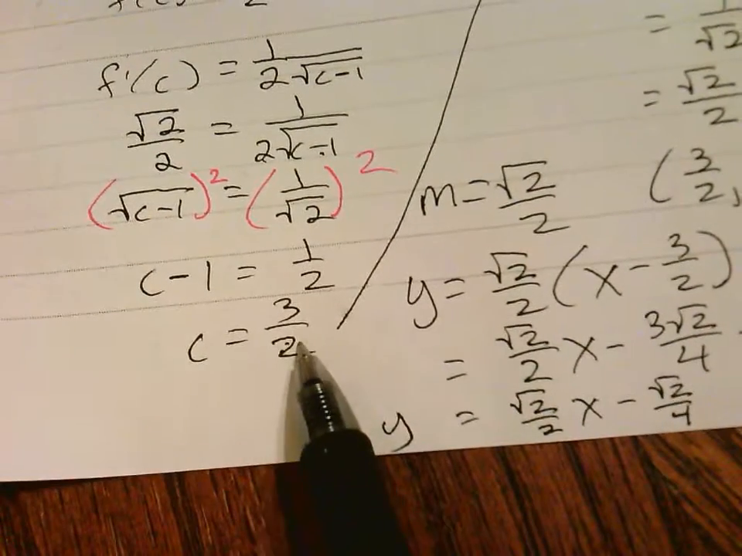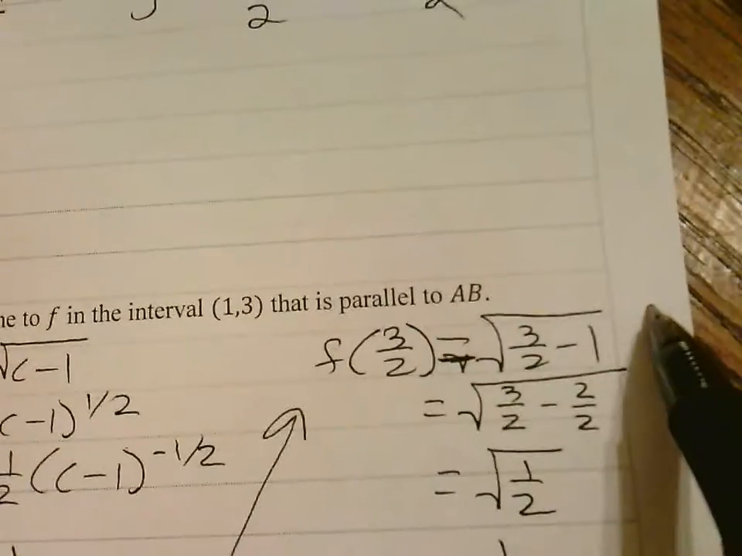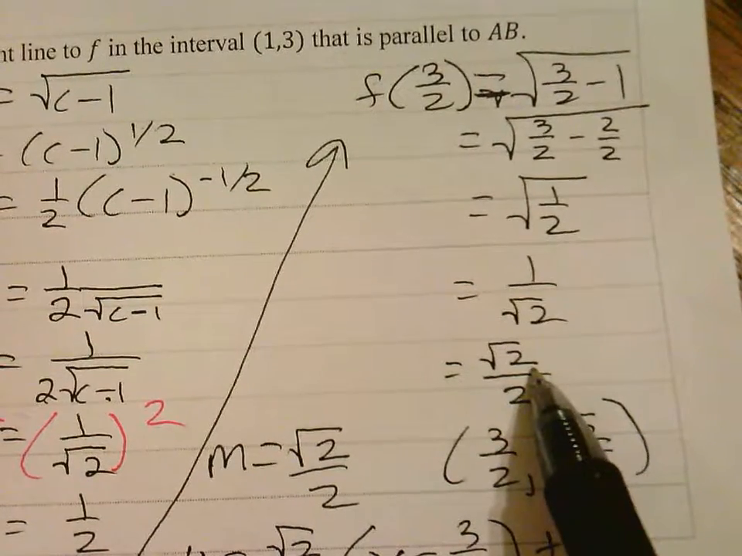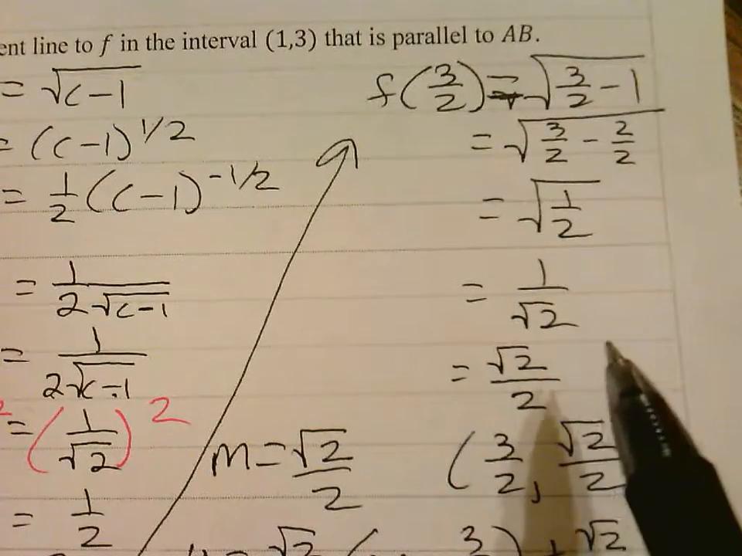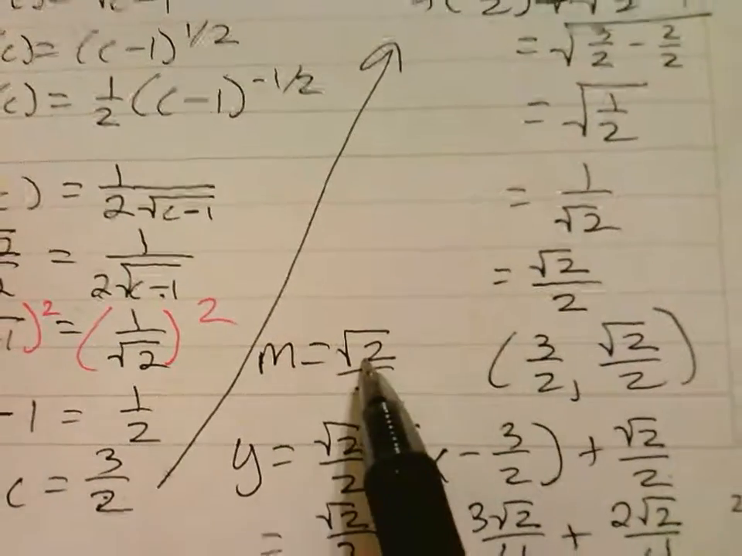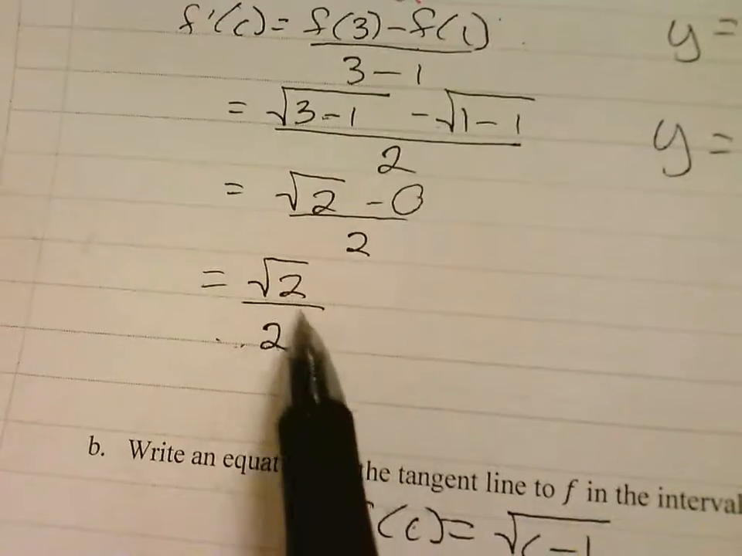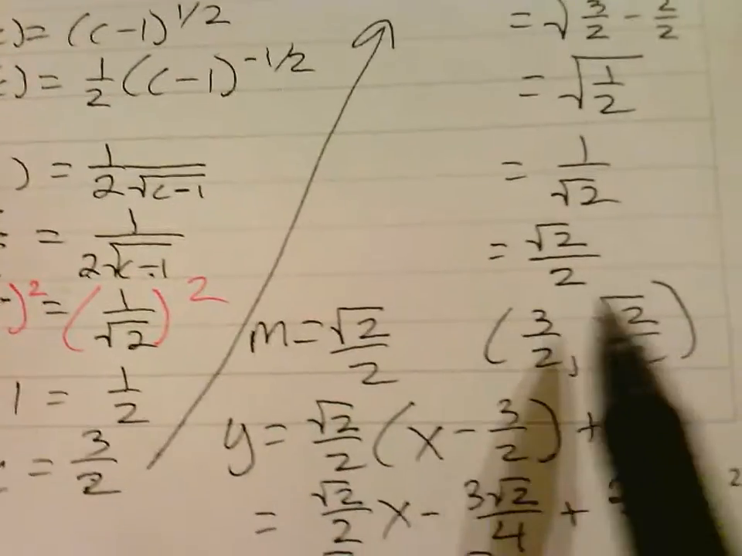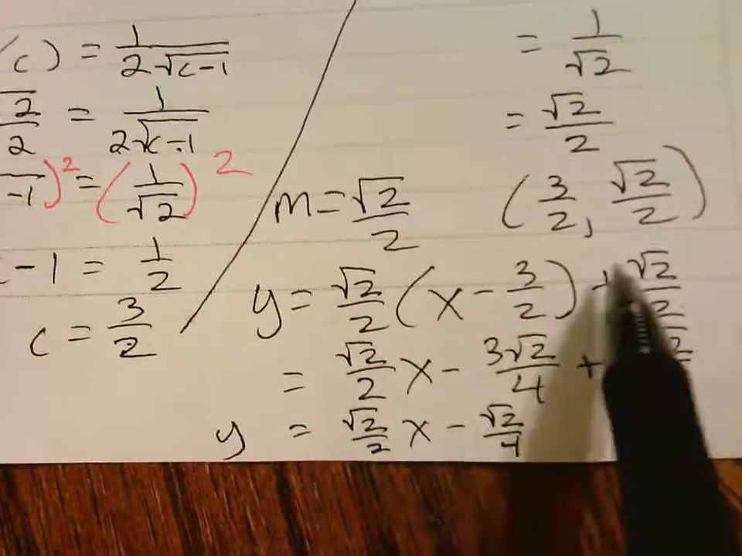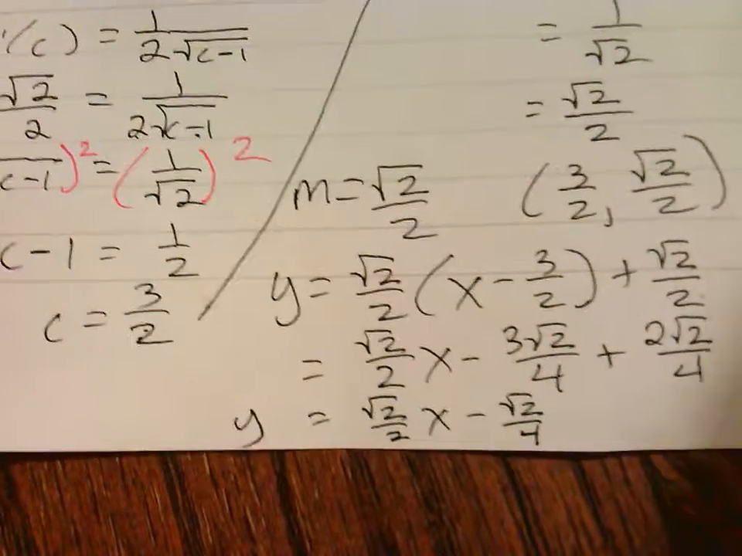So to find my y value, I put 3 halves into this equation. Algebra, I got square root 2 over 2. So my point where the tangent line is parallel to the secant line was at 3 halves, square root 2 over 2. My slope was square root 2 over 2 here. Okay, it's parallel. Parallel lines have the same slope. And then I did m times x minus x1 plus y1, and you got that. Okay, so that is the mean value theorem, and that is all for right now.